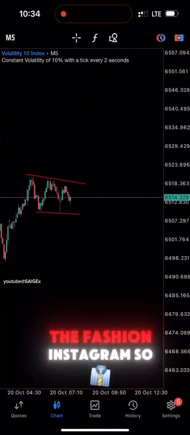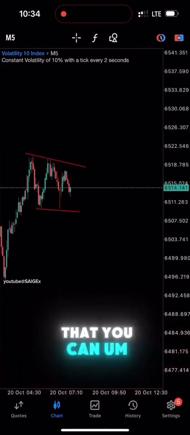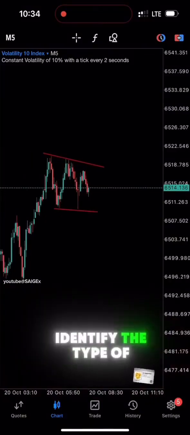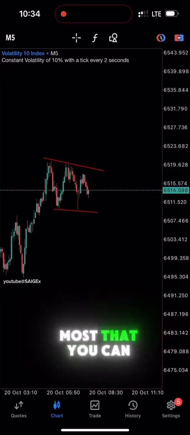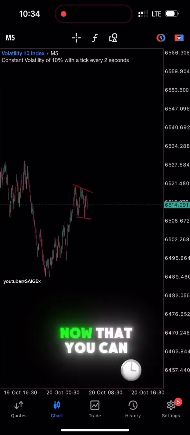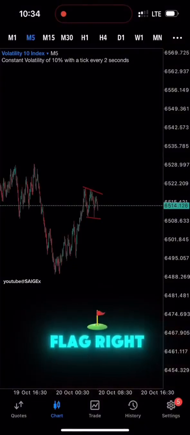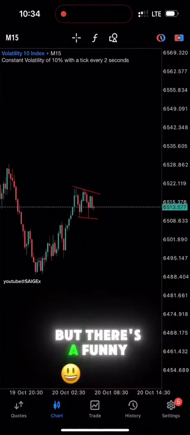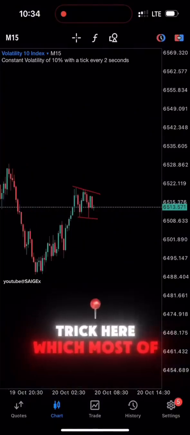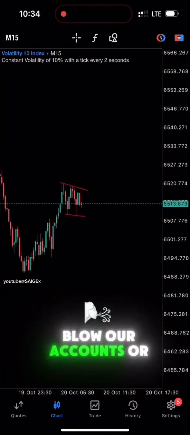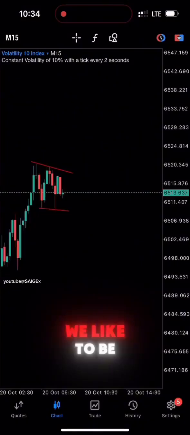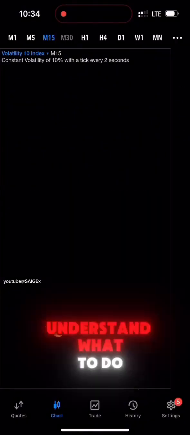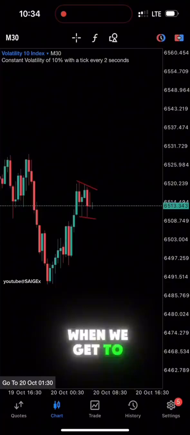So you go to the 5 minutes time frame so that you can identify the type of the trade more, so that you can see things more clearly. Now that you can see it's some sort of flag, right? It's facing downwards, which means it has to go up. All right, but there's a funny trick here which most of us blow our accounts, or we like to be stuck there because we don't really understand what to do when we get to this point.